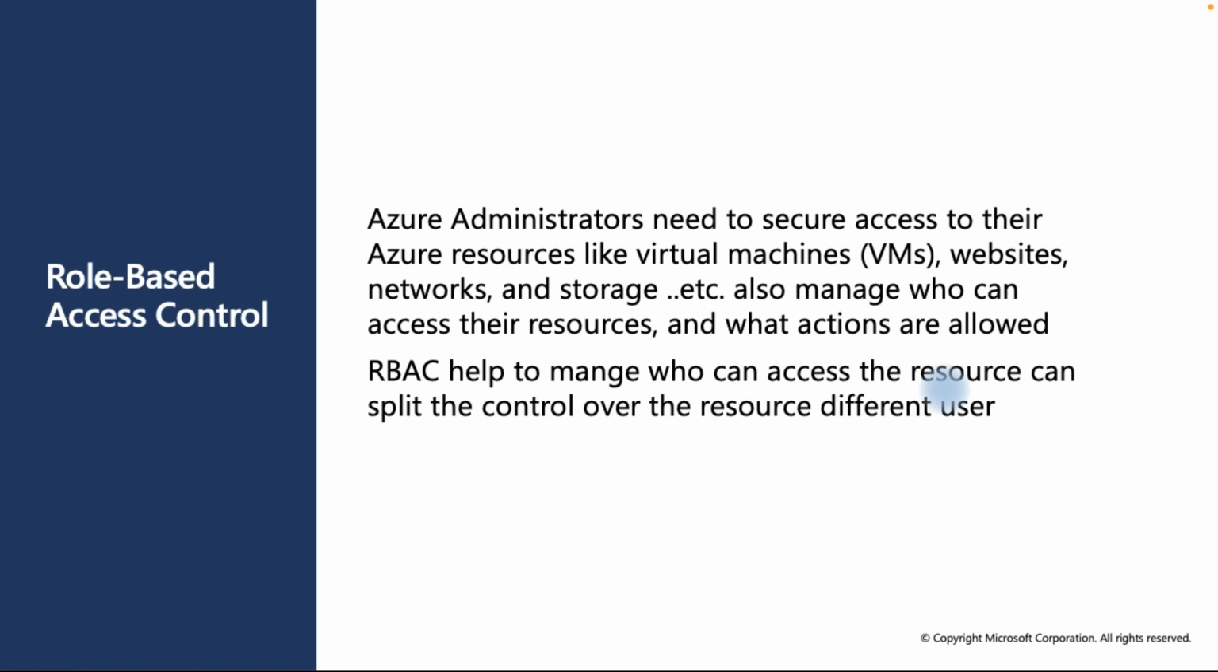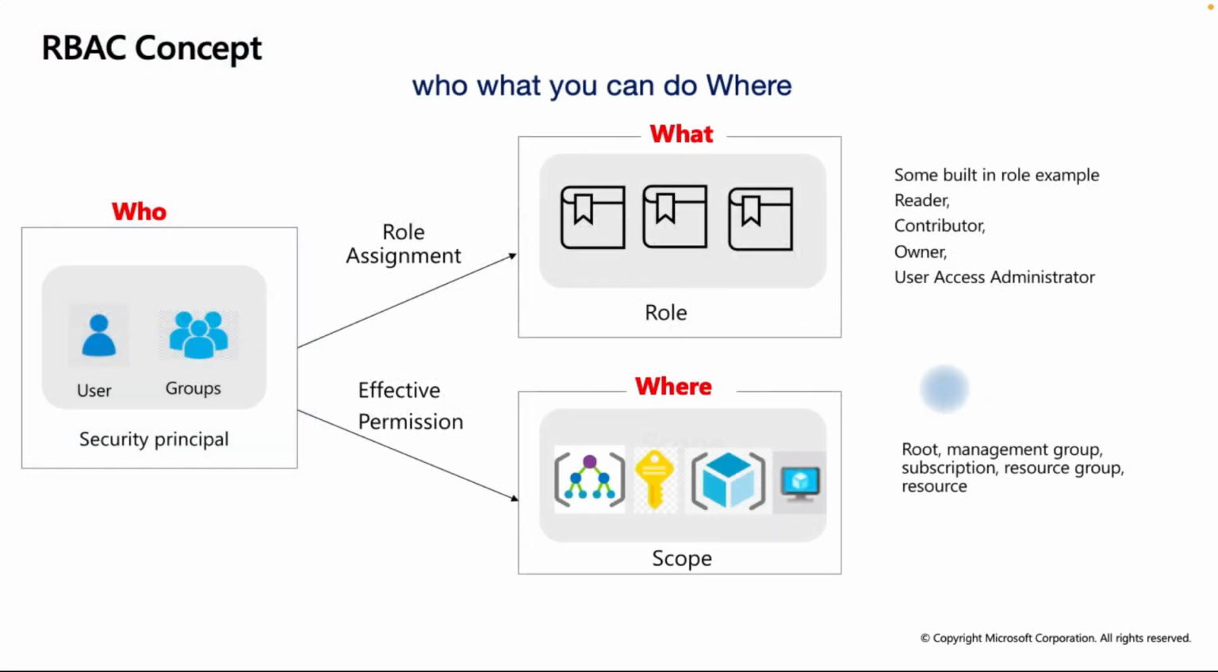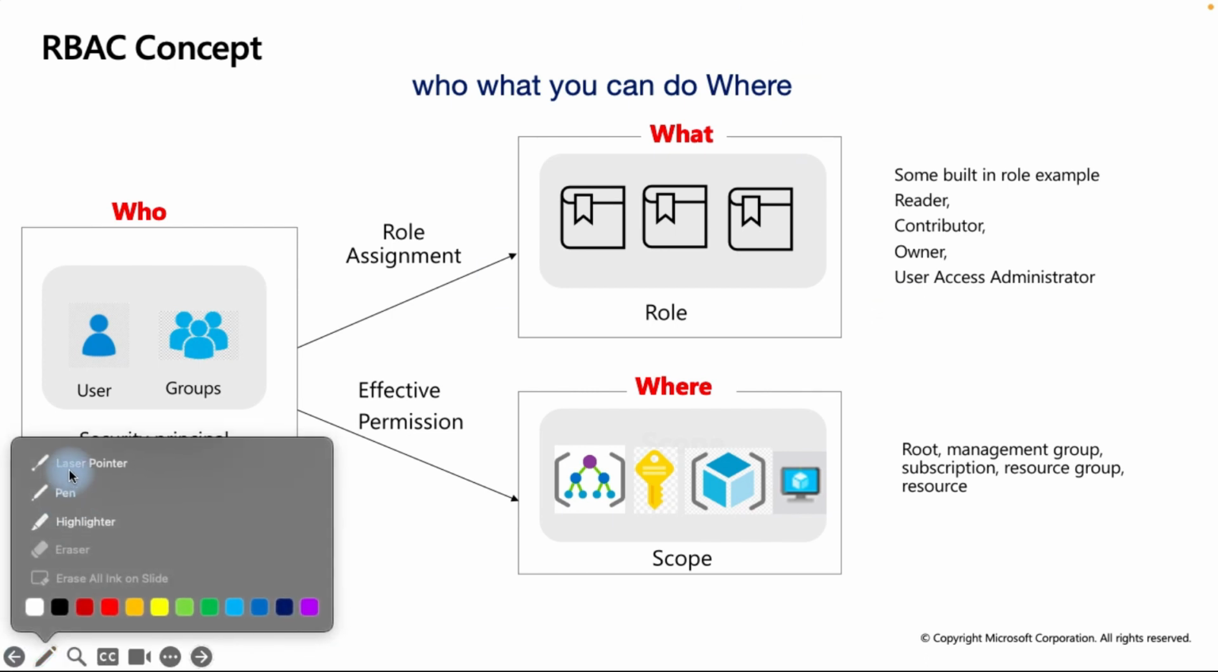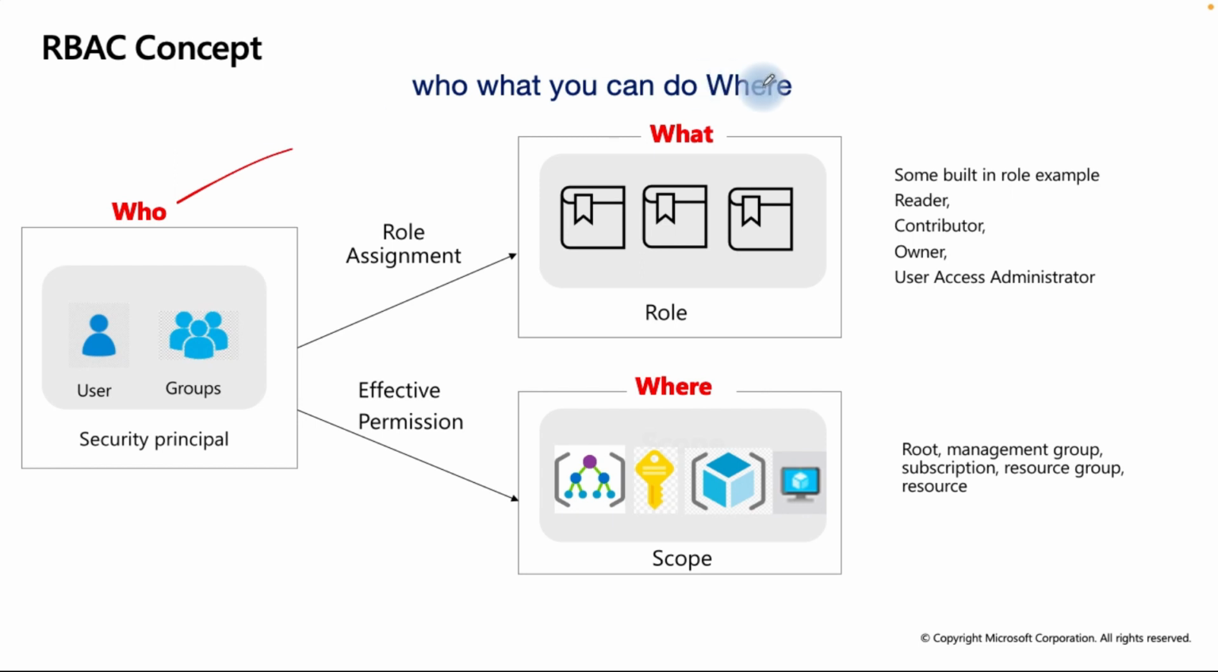Okay, so what is the concept of RBAC? Who, what you can do, where. We will go through each topic, starting with who. Who means your organization has users or groups. User means employees, and group means different groups like a developer group, a product test group, and a sales group. These are security principals, and you will give the role to each user. In Azure RBAC, different built-in roles are available.